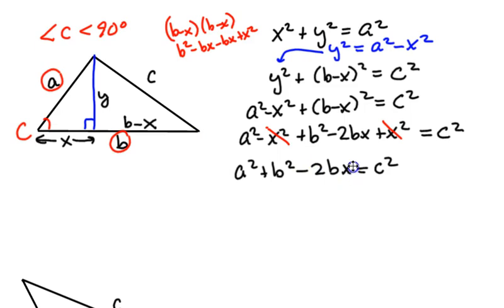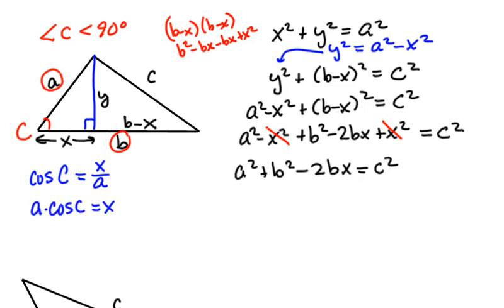Now, x is still not one of my given quantities. My given quantities are angle C, side A, and side B. So can I write x in terms of my given quantities? Well, yes, I can, because I know SOHCAHTOA, and I can say cosine of angle C is x over A. So I'm going to go over here and write that. Cosine of C is equal to x over A. So solving that for x, A times cosine C is equal to x.